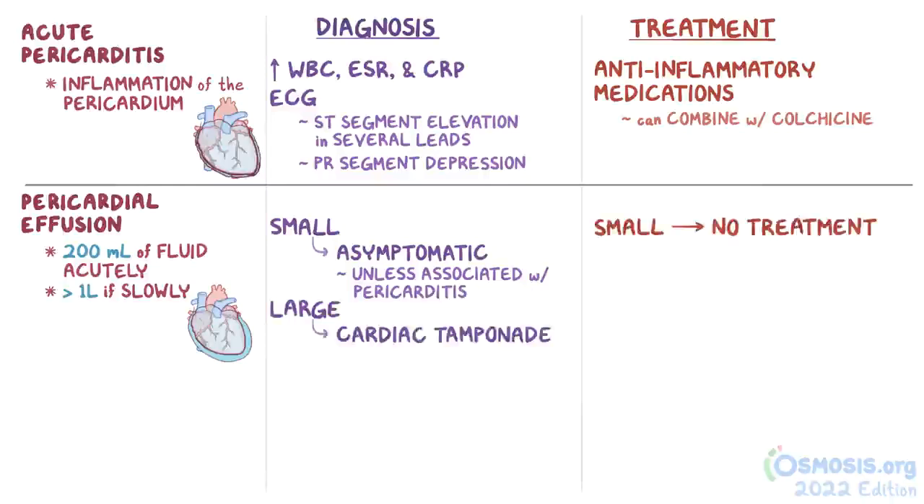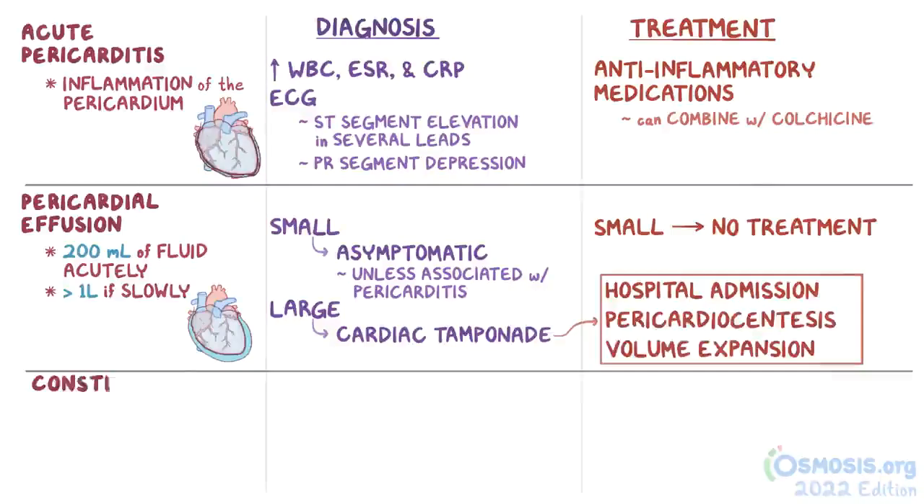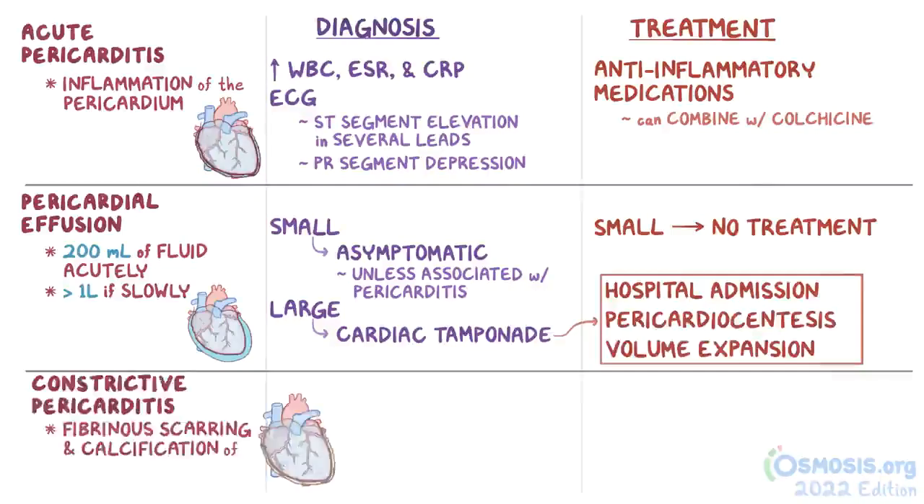Individuals that develop cardiac tamponade require immediate hospital admission and prompt pericardial drainage by pericardiocentesis and potentially volume expansion. And finally, there's constrictive pericarditis, which results in fibrinous scarring and calcification of the pericardium, limiting the heart's ability to expand and function normally. The definitive treatment is pericardiectomy or pericardial stripping.